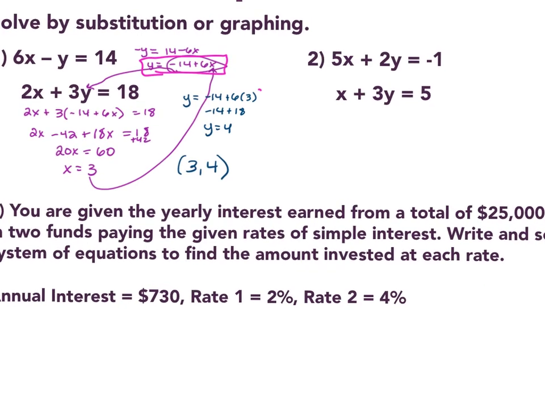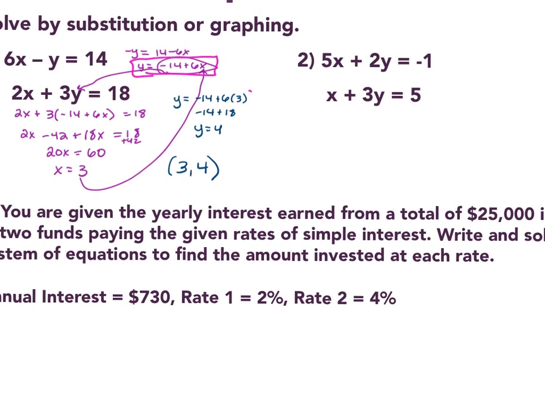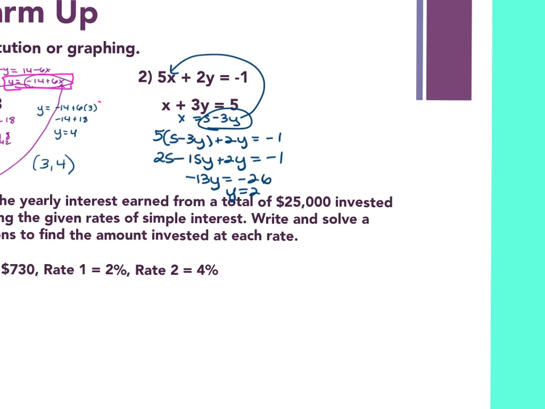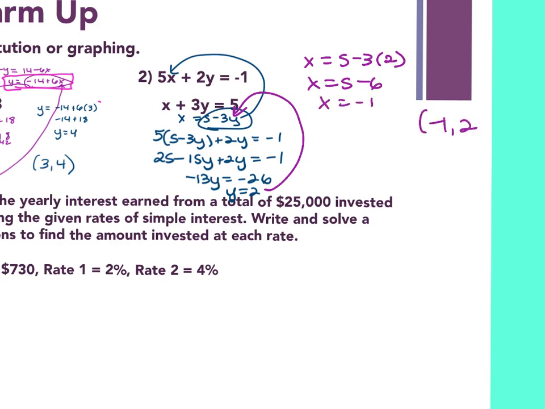Number 2, again, let's say we did substitution on this one. I could solve the bottom for x. And then take this and, 5 times 5 minus 3y plus 2y equals negative 1. This becomes 25 minus 15y plus 2y equals negative 1. Negative 13y would equal negative 26. y would equal 2. And then I'm going to take and plug that back in, and I get negative 1, 2.